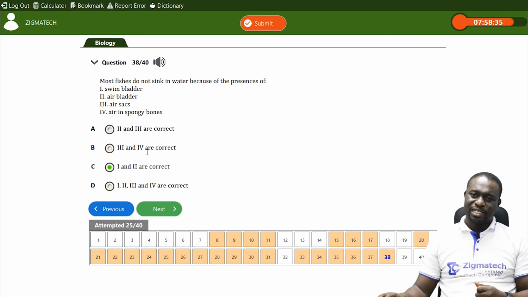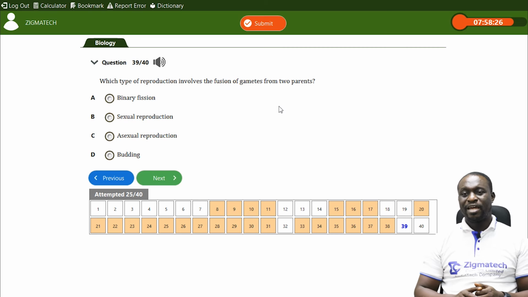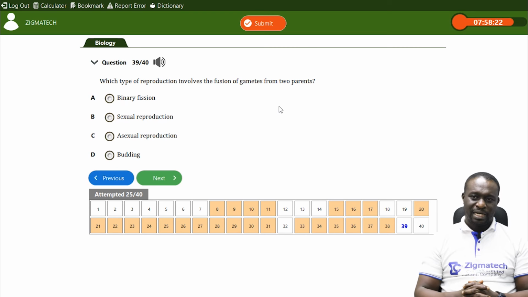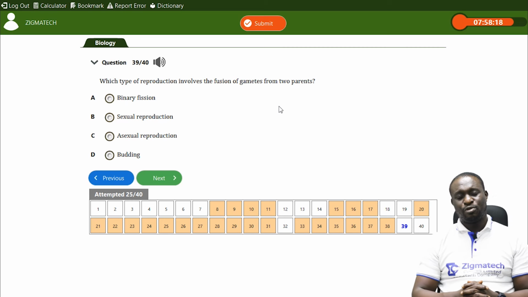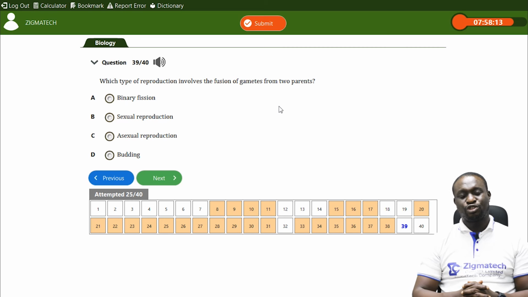And question 39, which type of reproduction involves the fusion of gametes from 2 parents? Now, we have 2 types of reproduction actually. Reproduction is simply the process by which living organisms give rise to new individuals after their kind or of the same species. Now we have 2 types of reproduction, sexual and asexual reproduction.